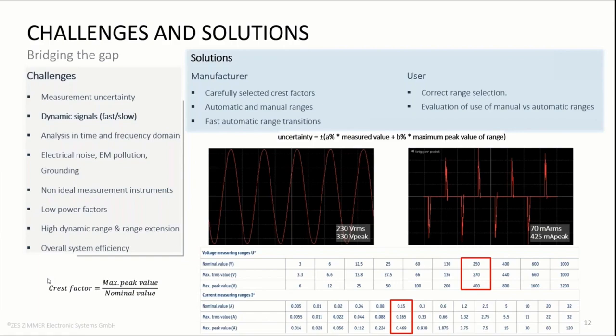So here we would benefit from a low crest factor, so that the range component of the uncertainty can be as low as possible.